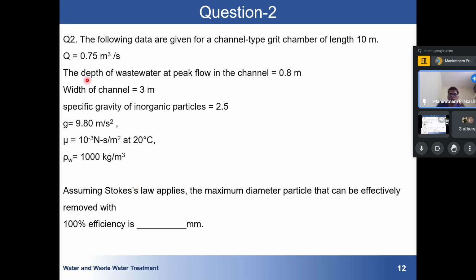So read this question. Length of 10 meter is there. Q is 0.75 meter cube per second. Depth of the wastewater at peak is 0.8 meter. Width of the channel is 3 meter. A specific gravity is given, and you have to find the maximum diameter of the particle. So they have just given some data and have asked to find the diameter. If you have gone through the design, it is similar to what I have said for the primary sedimentation tank.